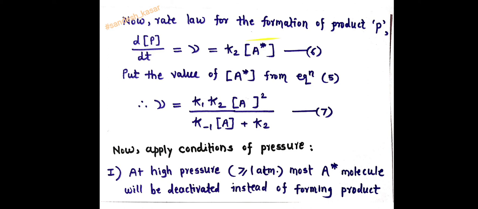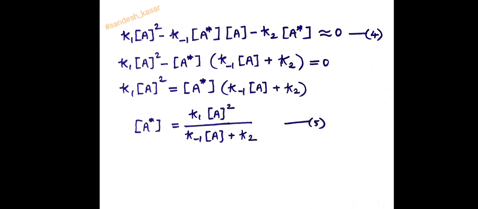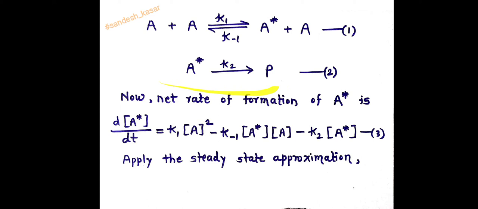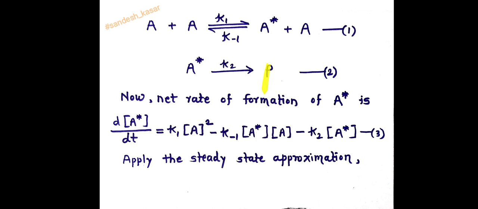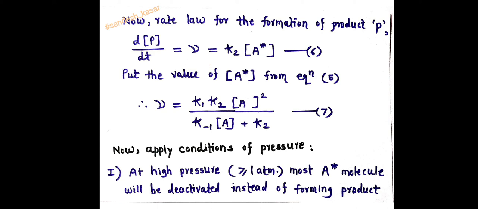So now we are going to write the rate law for the individual step, that is, the formation of product from A star. We have considered this individual step, and the rate law for this step is dP upon dt. So for this we have written nu is equal to k2 A star. Why k2 A star? As there is a formation of product P and we are going to write the rate law for P, therefore it is k2 into A star. So dP upon dt, or simply nu, is equal to k2 A star.